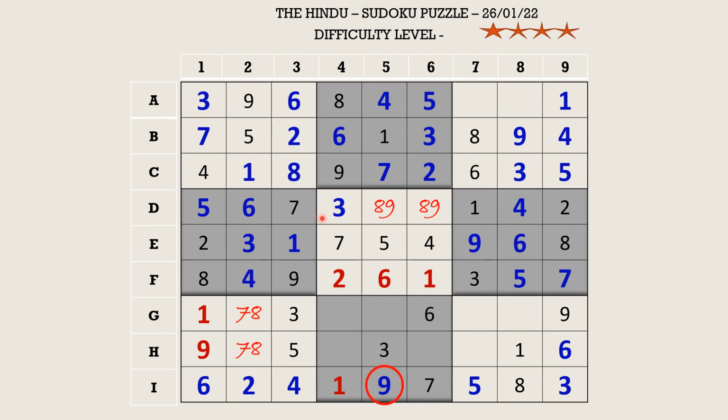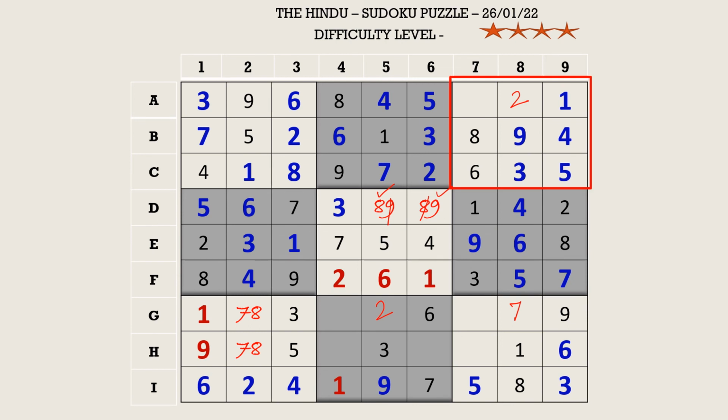This 9 in column 5 cancels out the 9 here in D5. So D5 becomes 8 now and D6 becomes 9. Now in column 5, the only missing number is 2. Now in column 8, there are only 2 empty cells and the missing numbers are 2 and 7. So since there is a 2 here in G row, G8 takes 7 and A8 takes 2.